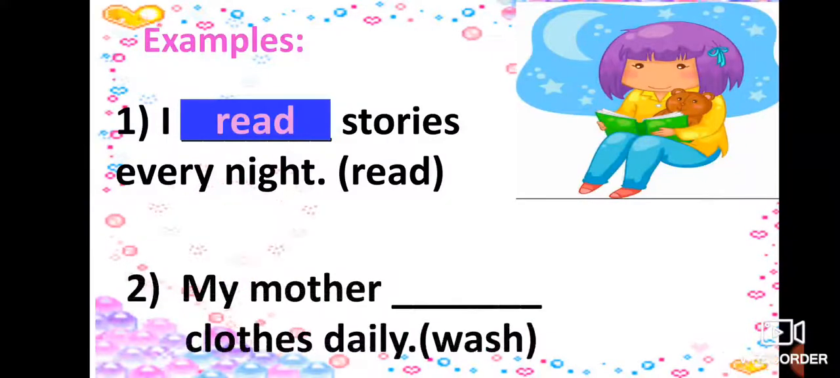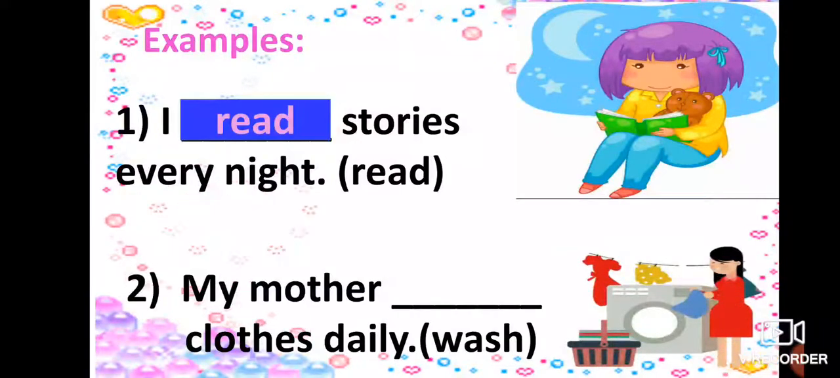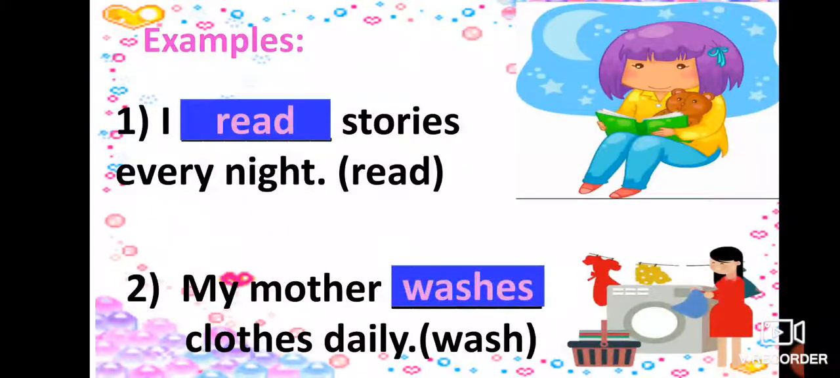Next, my mother dash clothes daily. And the verb given here is wash. So let's see the subject first. Here the subject is singular, that is my mother. And the verb is ending with sh. So we are going to add es to it and wash becomes washes.